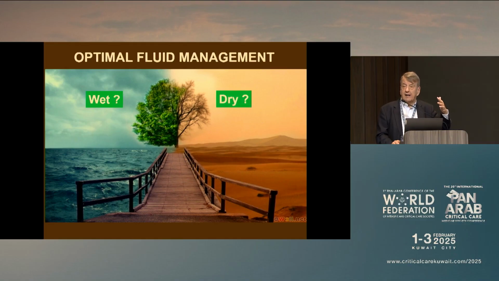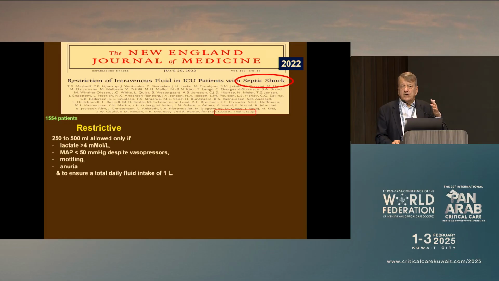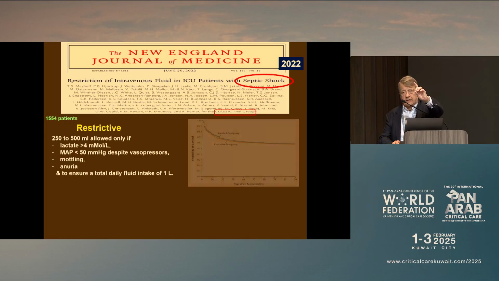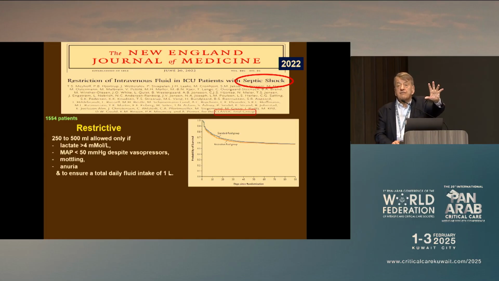Wet or dry, that's a wrong debate. It needs to be adequate. Some of our colleagues wanted to randomize patients for more or less fluid. That's not the right question. And you can see in a restrictive group, they gave fluids only when the patient was about to die: high lactate, mean arterial pressure less than 50, mottling, anuria, then you can give them fluid. Once again, no difference in mortality.